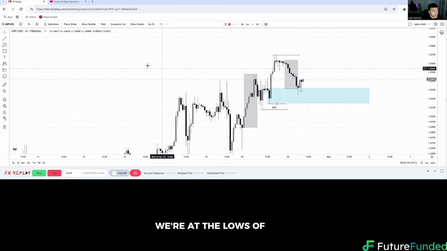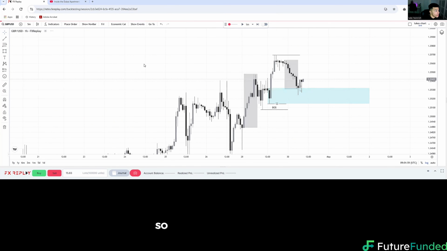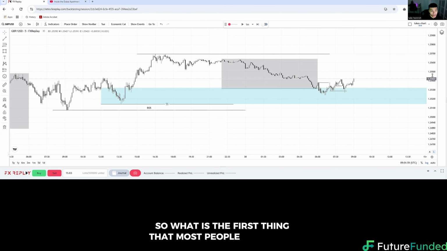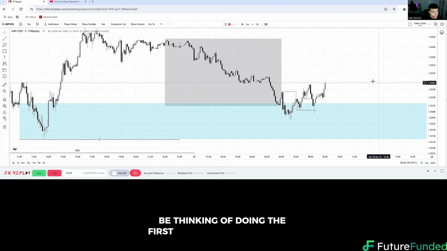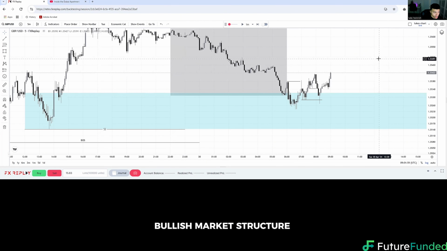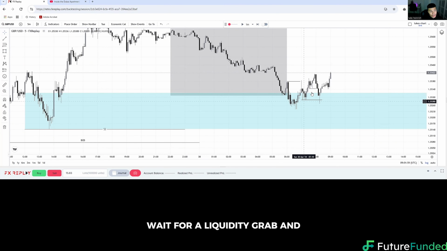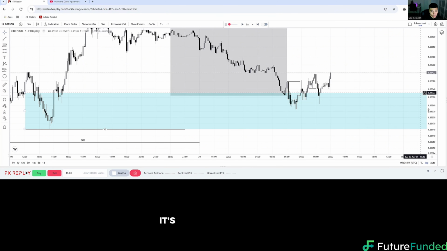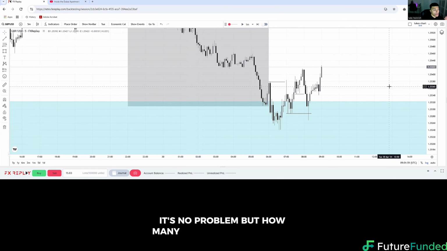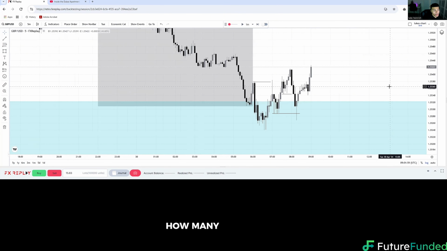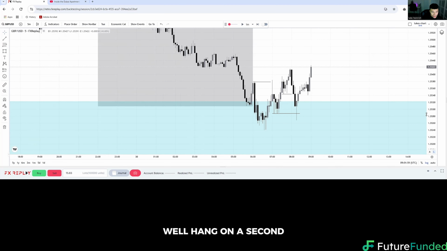We're at the lows of Asia low. All right, so what is the first thing that most people are going to be thinking of doing? The first thing they're going to be thinking: bullish market structure, we're at Asia low, wait for a liquidity grab and then go long. All right, okay, fair enough, you can do that, that's no problem. But how many people are doing the opposite? How many people are thinking, okay, well, hang on a second.